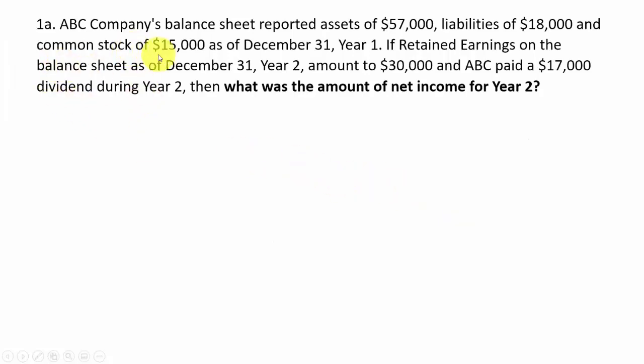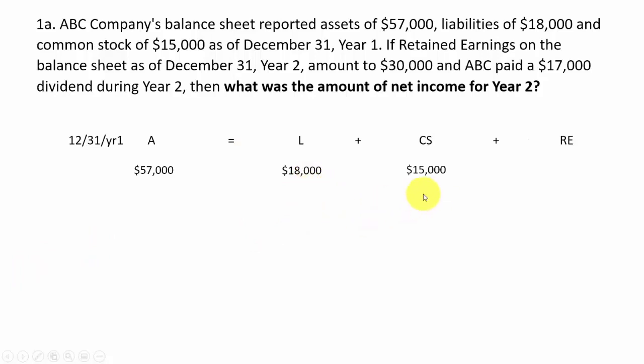ABC Company's balance sheet reported assets of $57,000, liabilities of $18,000, and common stock of $15,000 as of December 31st, year 1. So there's our December 31st, year 1 accounting equation. Let's plug in what we know. We know assets are $57,000. We know that liabilities are $18,000.